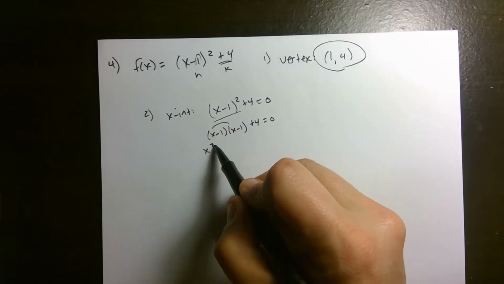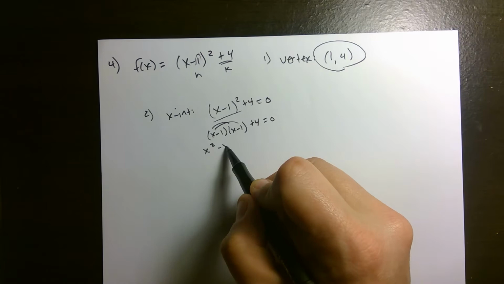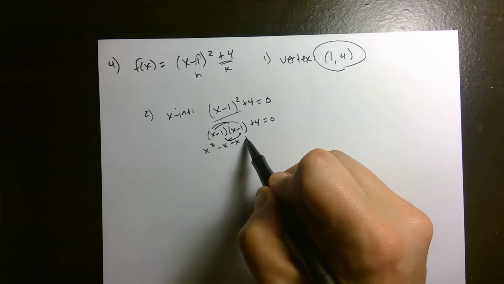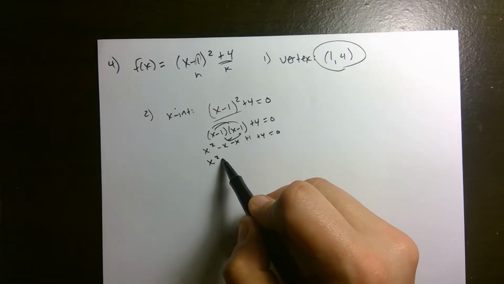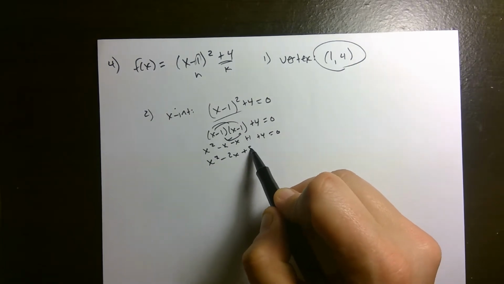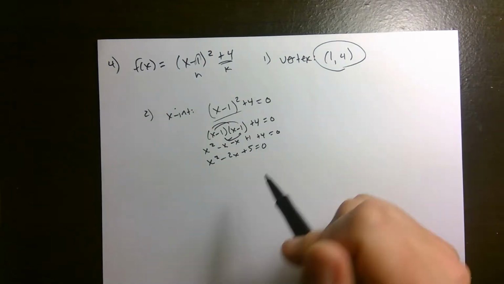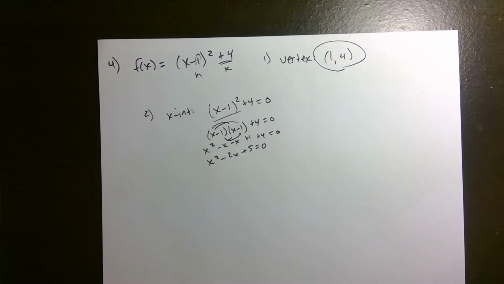And so I get the FOILing. That's going to give me x squared minus x minus x plus 1 plus 4 equals 0, so I get x squared minus 2x plus 5 equals 0. Now I'm going to try to factor this thing. Hopefully it factors, because if it does, then I'll have 2 nice neat x-intercepts. But if it doesn't factor, then I'm not going to have any x-intercepts.